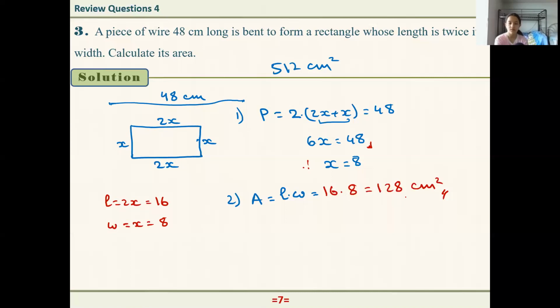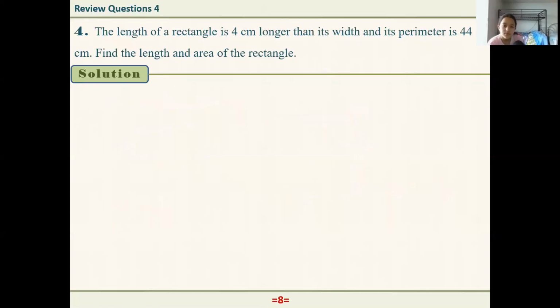Okay, Shahina, let's solve one more question. How about this one? 3 minutes, okay? Solve it on a clean paper, and after that, you will take a picture and send it through WhatsApp, okay? And if you get the answer, 3 minutes. The rectangle is 4 centimeters longer than its width.